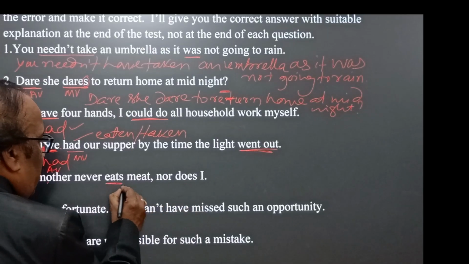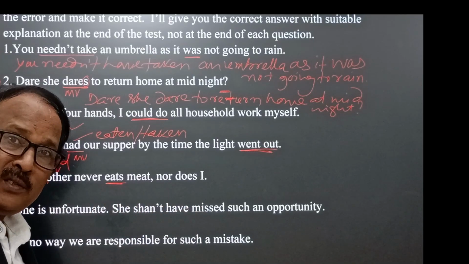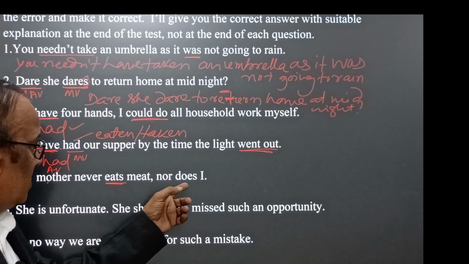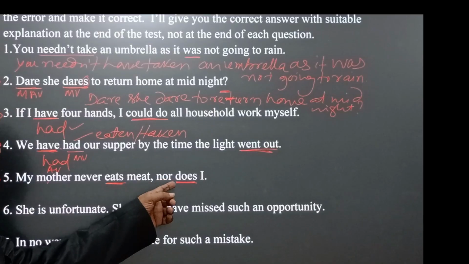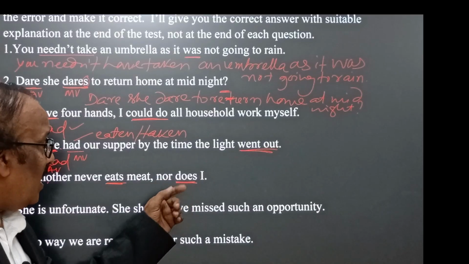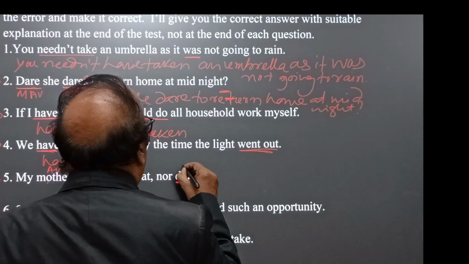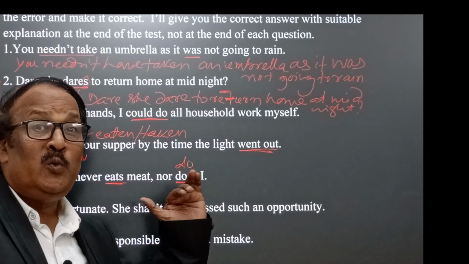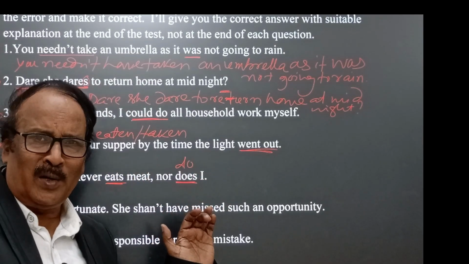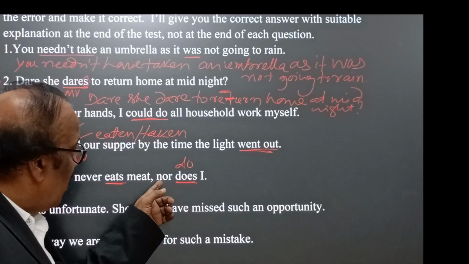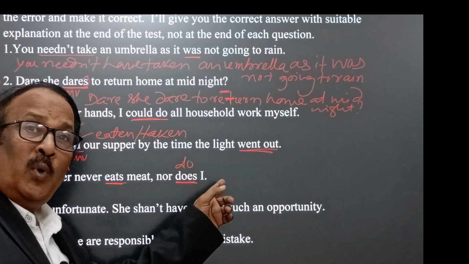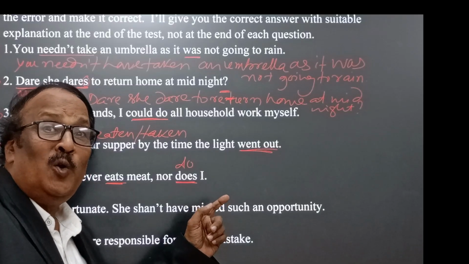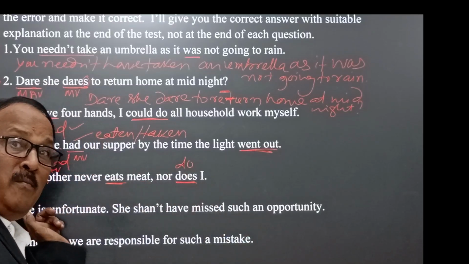Here eats expresses simple present action because my mother is third person singular. But nor does I: does is the error, and the correct answer is nor do I, because I is the subject. This is what you call negative inversion, meaning after nor, auxiliary verb plus subject is used. It means I also don't eat meat like my mother.